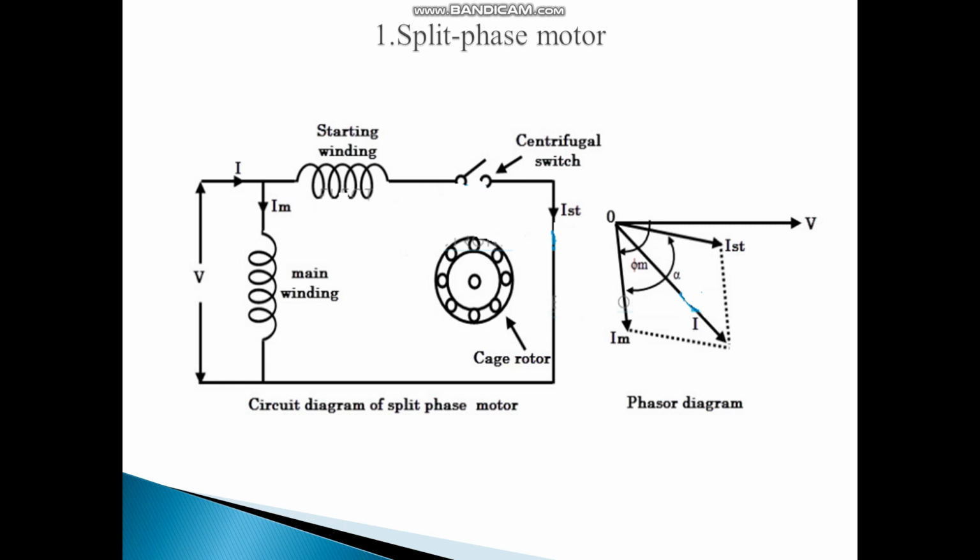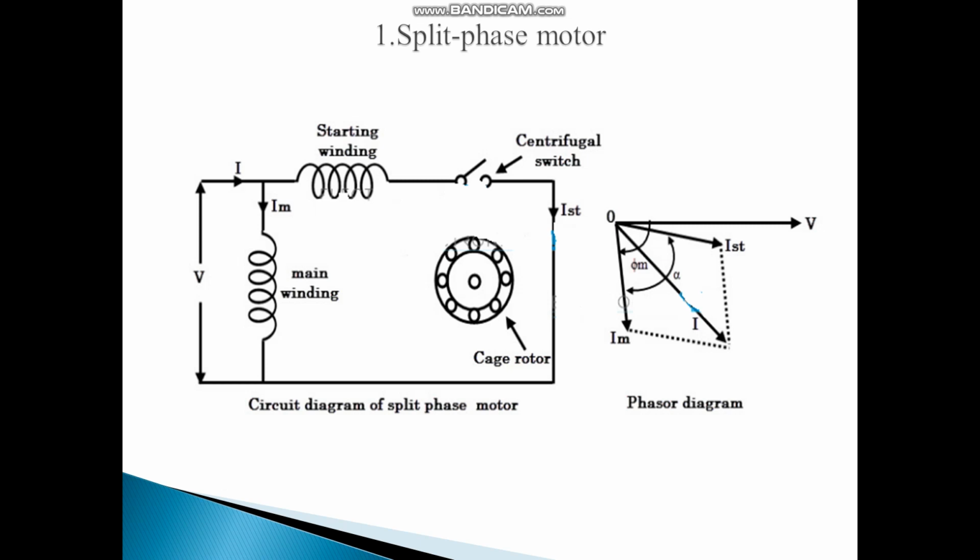But here, a single phase induction motor is not self starting, meaning whenever the supply is given, the motor does not start. In order to make the single phase induction motor self starting, we have to make changes in the stator winding. That is, the stator winding is split into two parts. To produce the rotating magnetic field, we require at least two fluxes, that is two fields, and the angle between them is 90 degrees. That is very, very important.